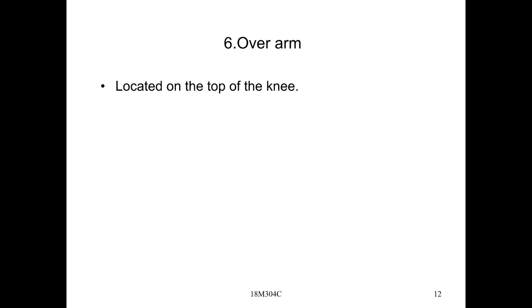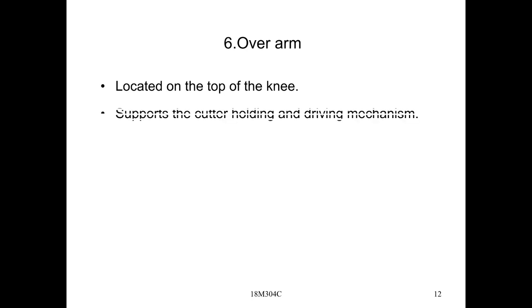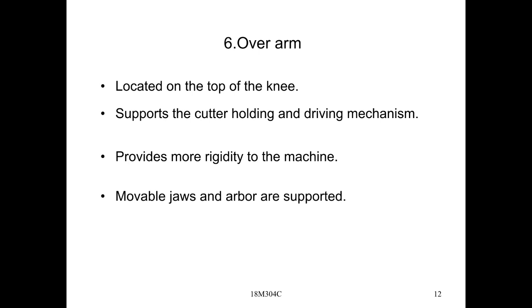Next one is the overarm. The overarm is one more type of component, located on top of the knee. It supports the cutter holding and driving mechanism, and provides more rigidity to the machine. The movable jaw and arbor are supported. The overarm is mainly for supporting purposes.